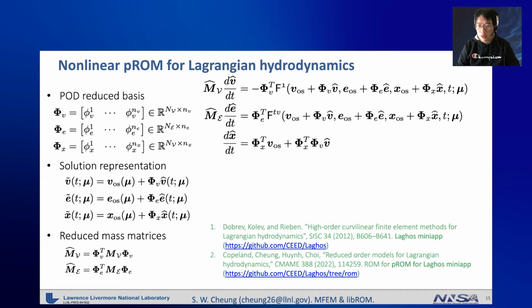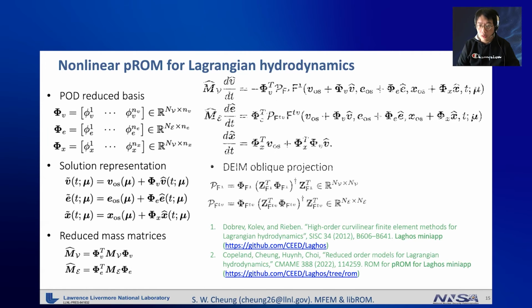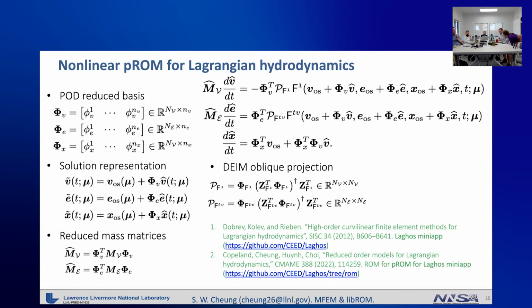First, we will build a reduced solution basis by SVD separately for all three fields, and then we perform the Galerkin projection. Second, we will use the discrete empirical interpolation method separately for the two nonlinear terms in the conservation of momentum and energy. The last equation is linear, so it does not need any hyperreduction.